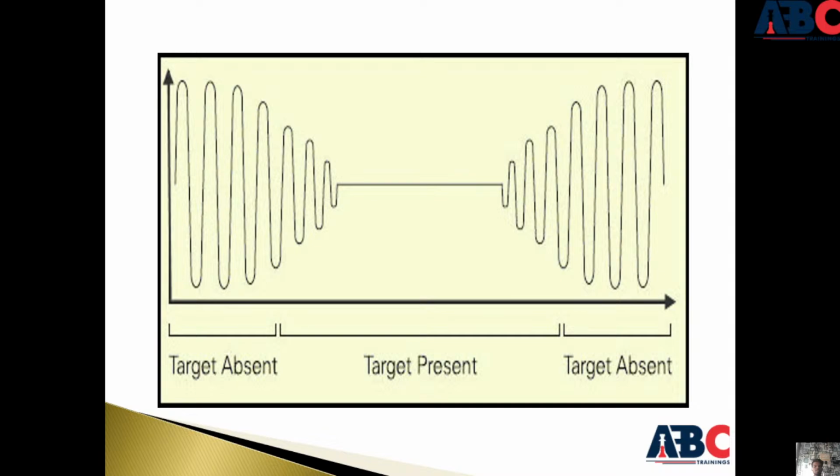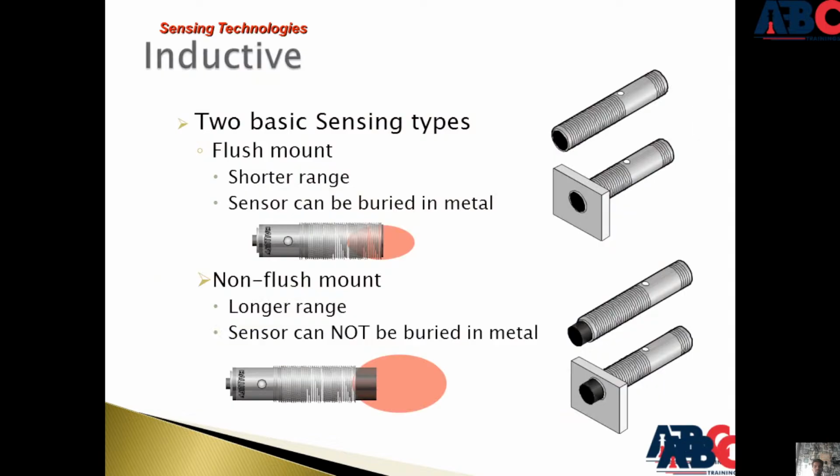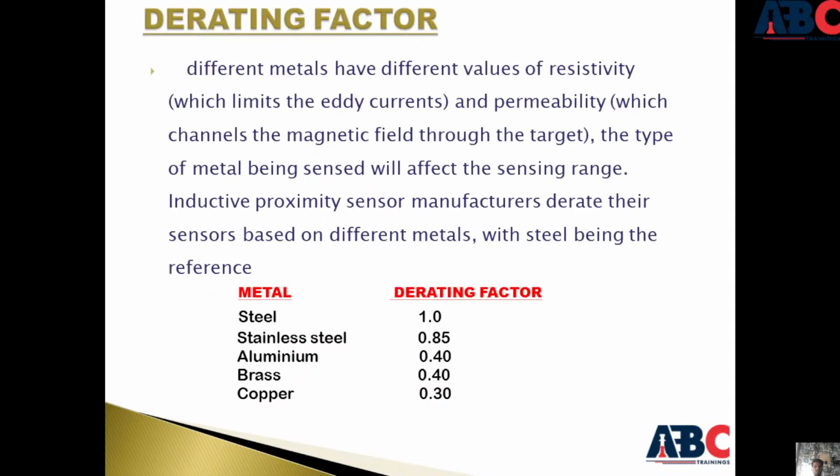Target absent, target present, and target absent. Inductive sensors have two basic sensing types: flush mount, a shorter range sensor that can be buried in metal, and non-flush mount, a longer range sensor that cannot be buried in metal. Derating factor.